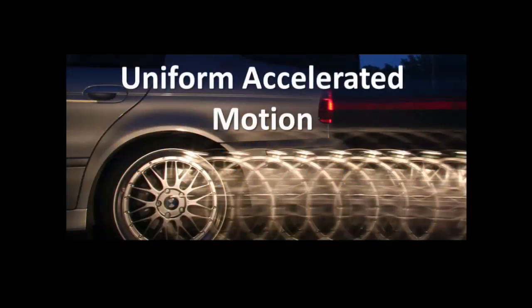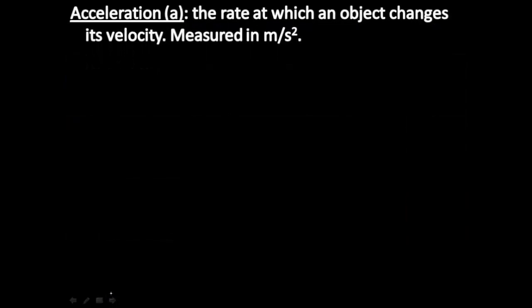Last lesson we talked about this idea of speed and velocity, yet we really glossed over the idea of how do you get up to speed and how do you slow down once you get up to that speed. And the answer, very simply, is uniform accelerated motion. So let's start off by defining acceleration.